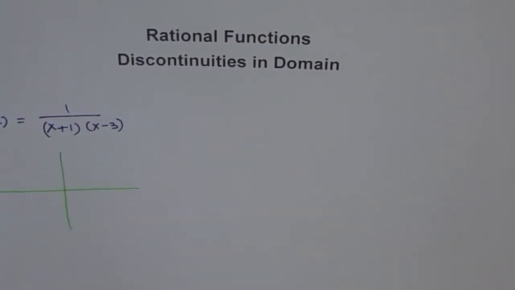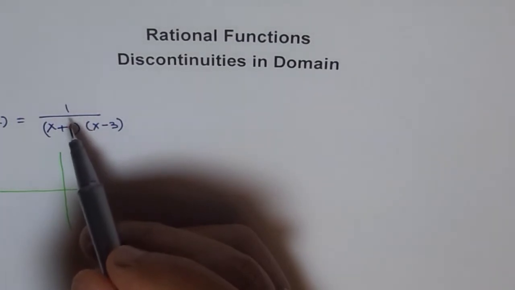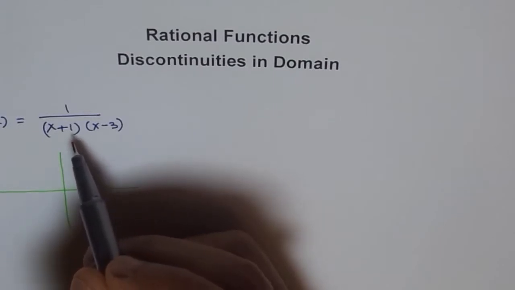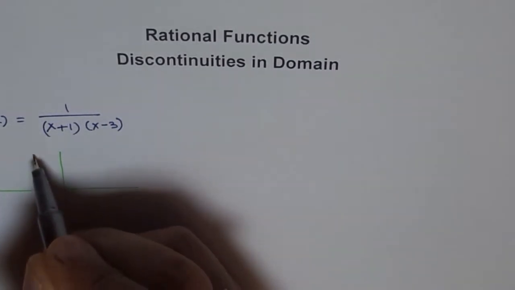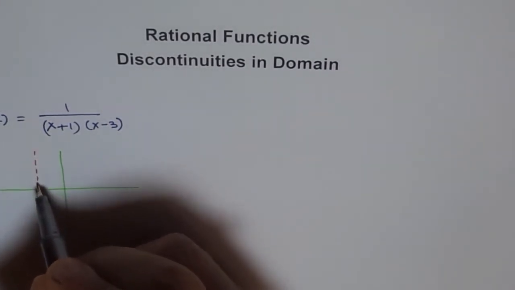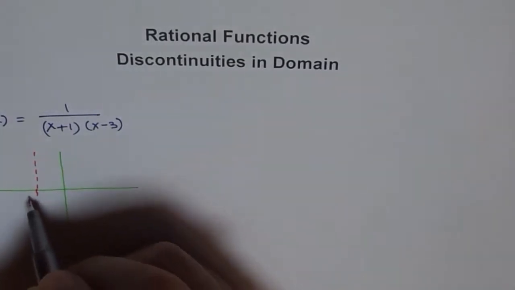So here, at x equals minus 1, my function will be 1 over 0, and so that is not allowed in the domain of the function. It will make the function discontinuous at x equals minus 1. So, let's say this is our minus 1. So here, we will see a vertical asymptote at x equals minus 1.